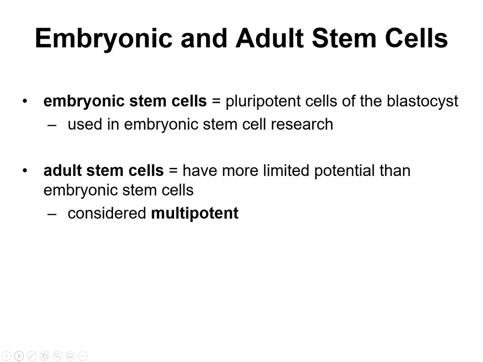So embryonic stem cells are pluripotent cells of the blastocyst, and these are the ones that are used in embryonic cell research. These are the ones that have a lot of ethical gray area surrounding them because you have to destroy an embryo to get them.